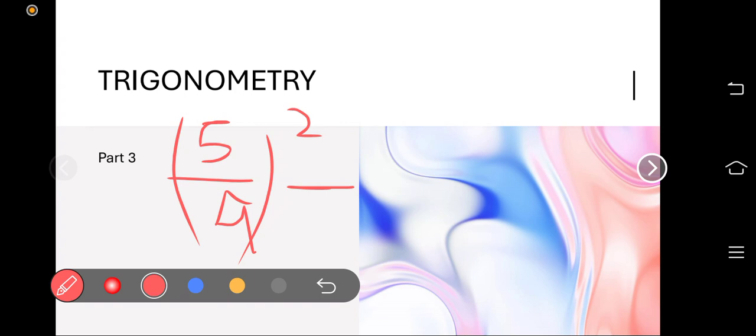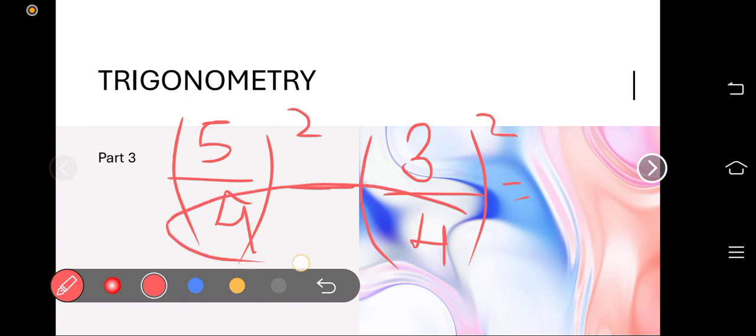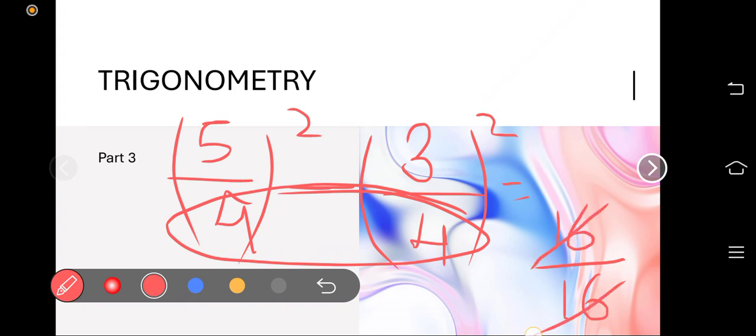So what's opposite to theta? Opposite to theta is 3, and adjacent to theta is 4, whole square. Taking 4 square, 16, as the common denominator, 5 square is 25 minus 9 is 16. So 16 gets cancelled, and the answer equals 1. These are the answers for the practice questions from the previous video. I hope you're clear with these.